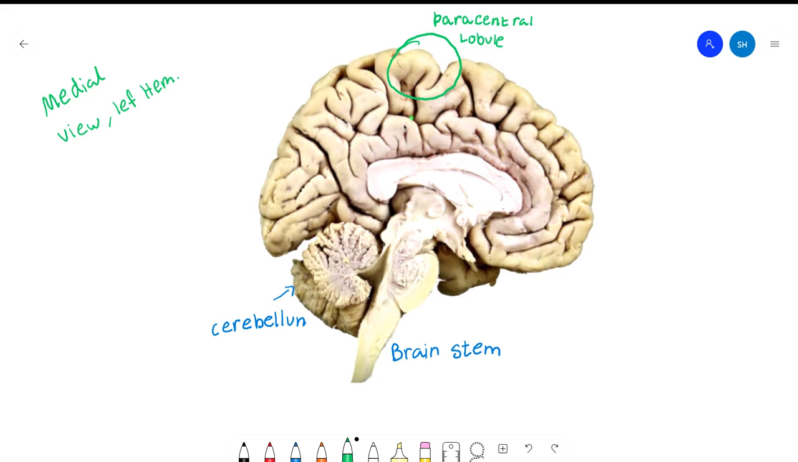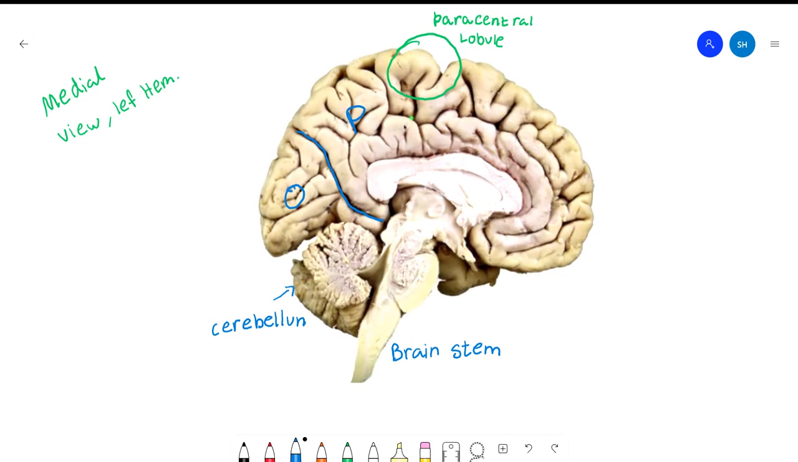And the second major landmark is this sulcus right here. It's called the perioccipital sulcus. The main goal of this is to separate the occipital lobe from the parietal lobe.